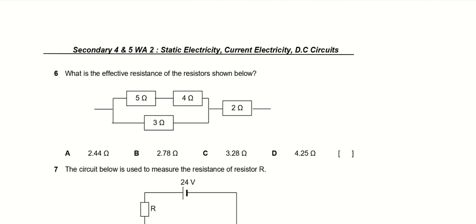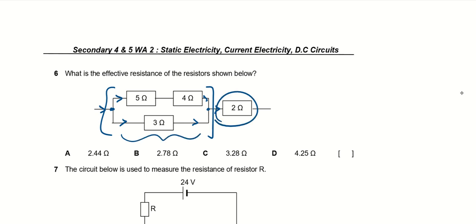What's the effective resistance of the resistor shown below? If we role play, current is going to come to this place and then split up. That means there's going to be a parallel branch over here. Parallel circuit. And then after that, the current is going to meet up over here and combine. So basically, this whole thing is in series with the 2 ohm. That means we have to solve the parallel circuit part first.